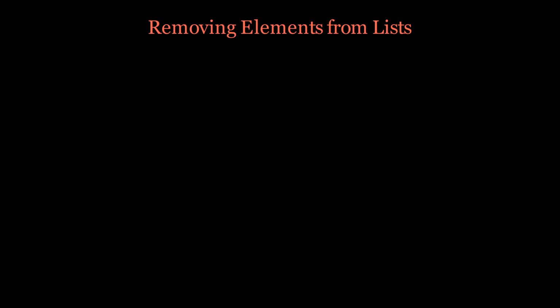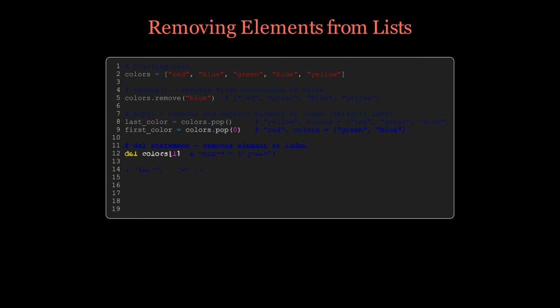Just as we can add elements, we can remove them in several ways. Let's explore the different removal methods. Remove deletes the first occurrence of a value. Pop removes and returns an element, defaulting to the last item. Del removes elements by index. Clear empties the entire list. We can also use del with slicing to remove multiple elements at once.